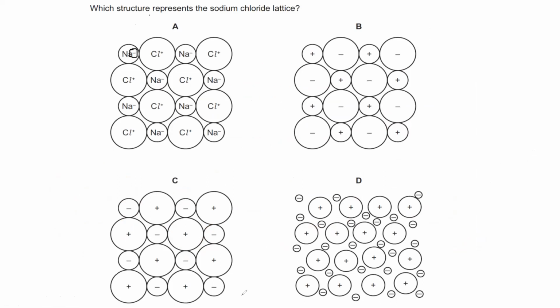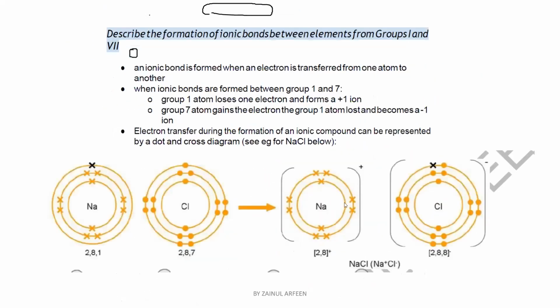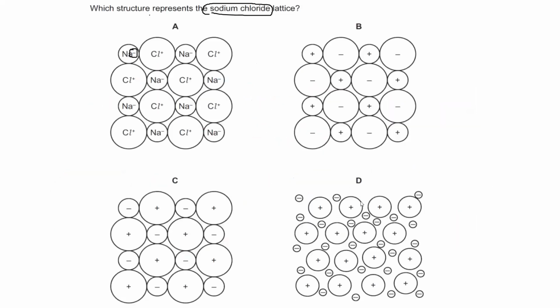Yes, Abdullah? Sir, but it is asking only for sodium. Sodium chloride. If you read the question, sodium chloride lattice. Okay, so how would we know that the minus should be bigger and the plus should be smaller? Because when you draw the structure, sodium will have two shells, chlorine is having three shells. So two shells means the size is smaller. Three shells means the size will be larger. Because in chlorine we are using three shells, in sodium we are using only two shells. Is it clear? Yes, sir.